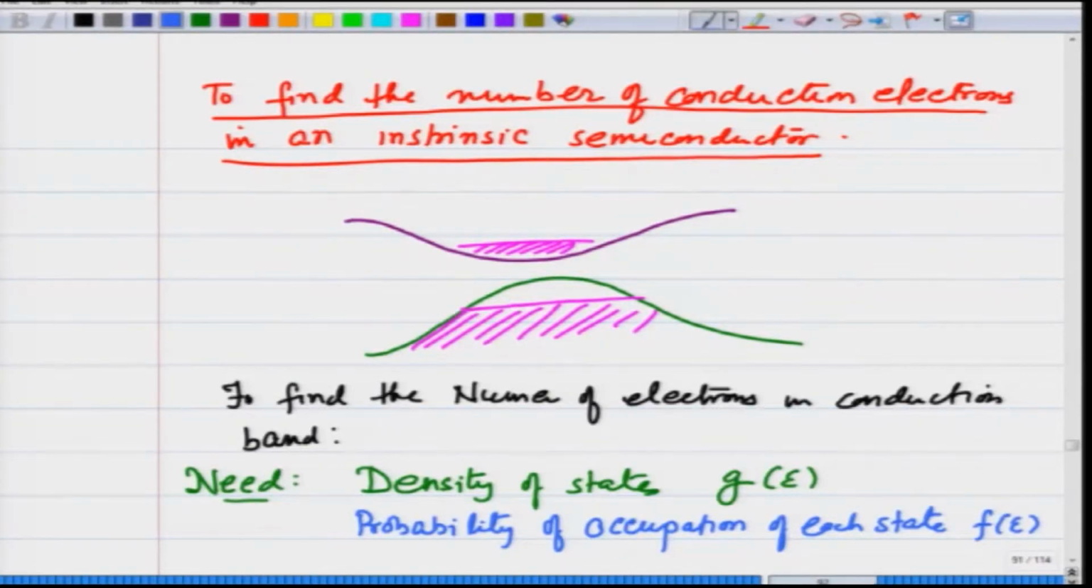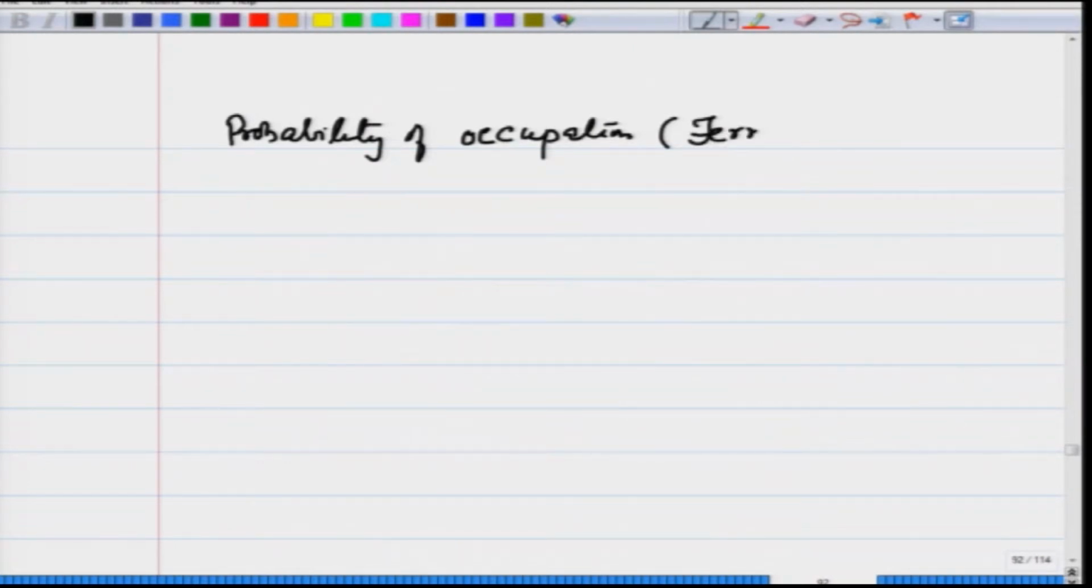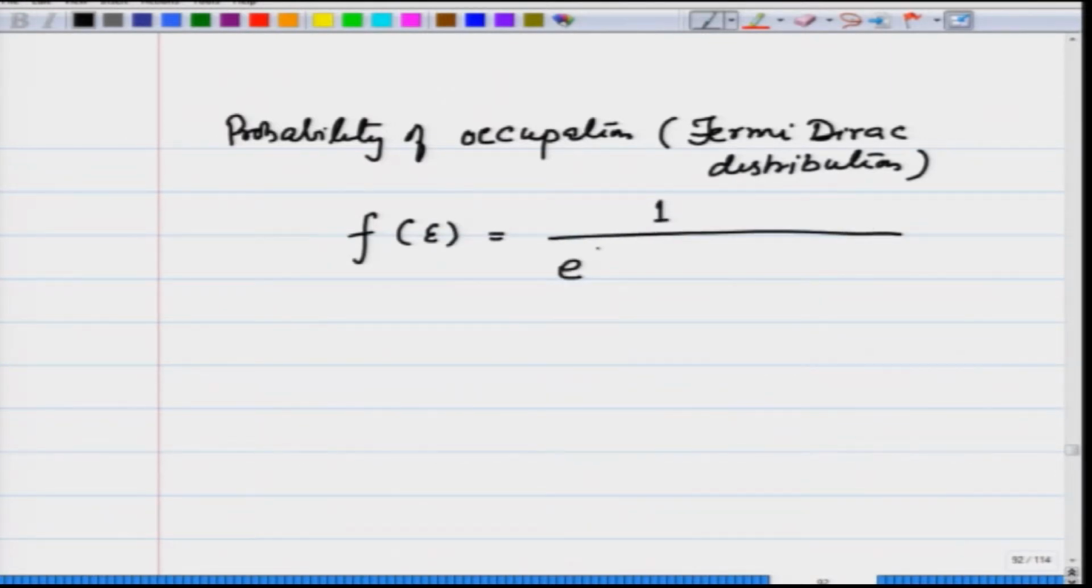You have seen this earlier in connection with the free electrons. Let us first talk about the probability. This is given by Fermi Dirac distribution formula. So, F, the probability or the occupation probability at energy E, is equal to 1 over e raised to epsilon minus epsilon Fermi divided by kb T plus 1.